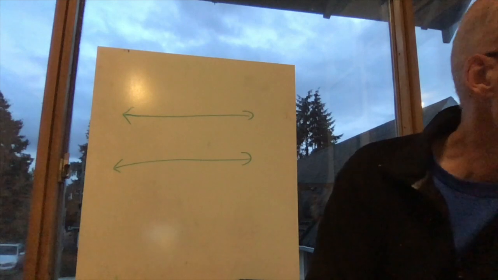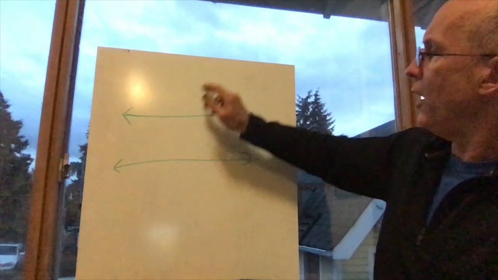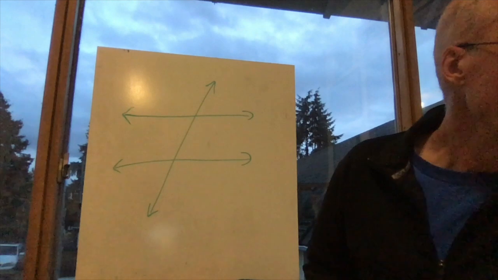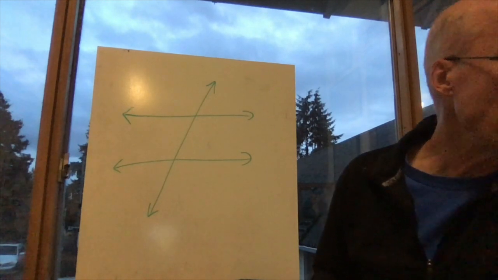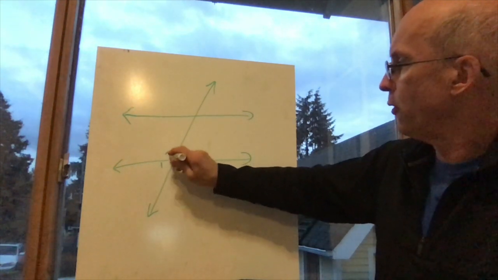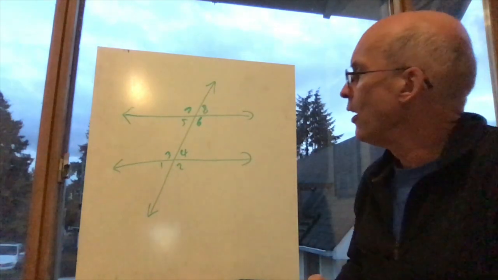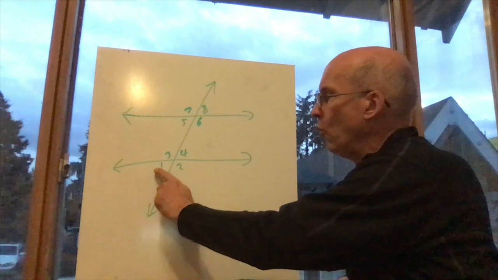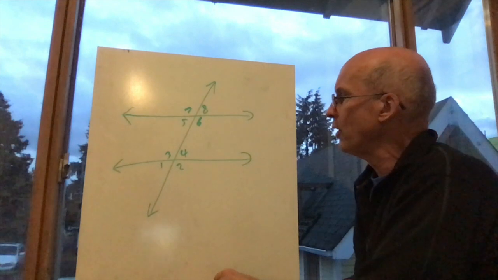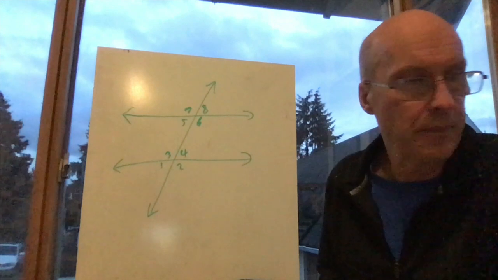Okay, moving on to postulate 2.12. If two parallel lines are cut by a transversal, then each pair of corresponding angles is congruent. So again, if we call these 1, 2, 3, 4, 5, 6, 7, 8, corresponding angles are congruent. So 1 would be congruent to 5. 2 would be congruent to 6. 4 would be congruent to 8. 3 would be congruent to 7.